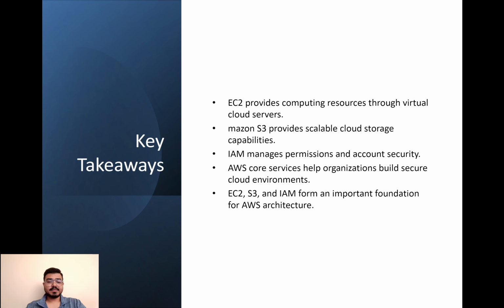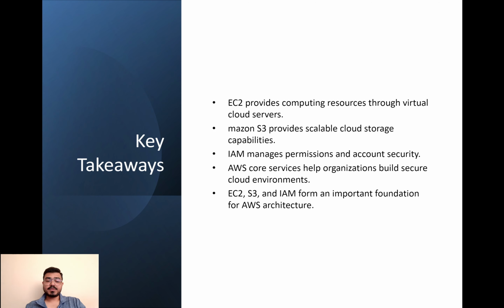Let's move to the next slides. So now let's review the important concepts from today's presentation. First, EC2 provides computing resources through virtual cloud servers. Organizations use EC2 to host applications, process workloads, and support cloud systems. Second, Amazon S3 provides scalable cloud storage capabilities. Organizations use S3 for file backups, datasets, and cloud storage solutions.